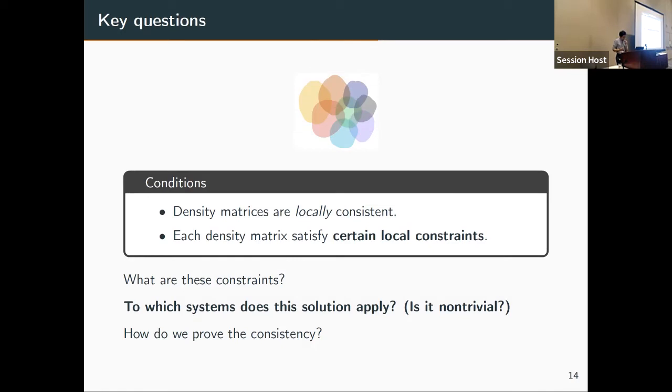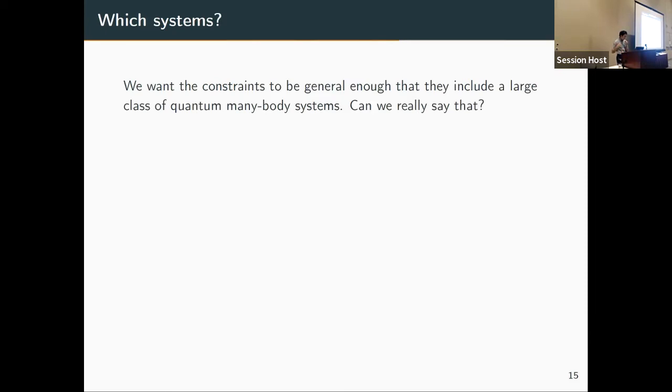Okay, so the second question: to which systems does this solution actually apply? This is the part which is more heuristic. The key statements of this work were already stated 2 slides ago, and here I would like to justify the physical relevance of the solution. Ideally, we would like to argue that the constraints that we propose are general enough that they include a large class of quantum many-body systems so that we can apply this to a variety of systems.